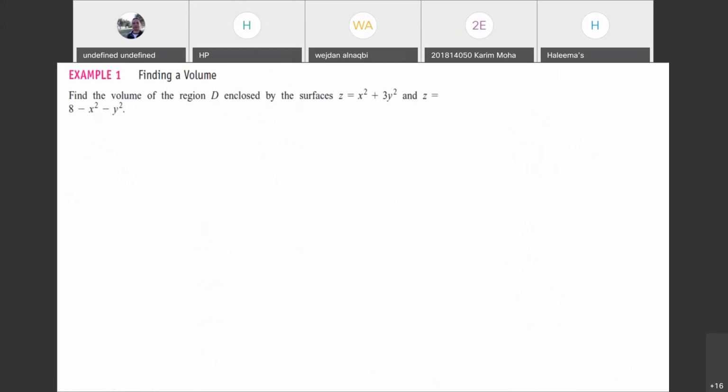Next, I can find the volume of the region D enclosed by two surfaces. Again, these are two surfaces, not two functions, because as I said, to find the volume, I should have 1 in front of the volume element. I start with integrating with respect to z. So I know z from this one and that one, so I know the lower bound and the upper bound of z. What about y?